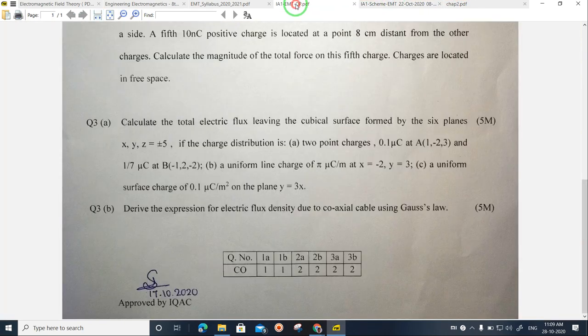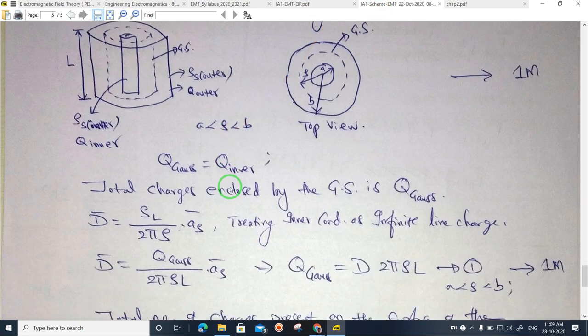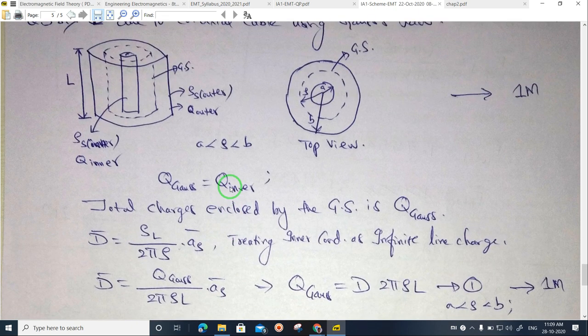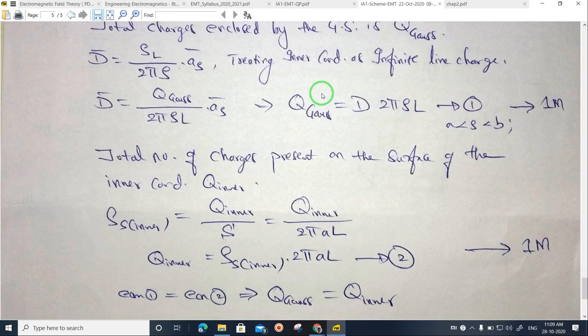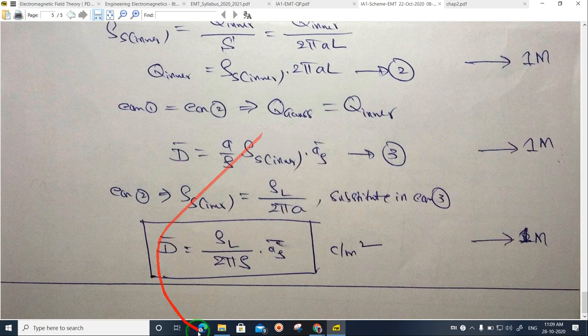Then question number 3B: derive the expression for electric flux density D due to a coaxial cable using Gauss law. Yes, this derivation has also been done. The diagram is 1 mark. You have to show a clear diagram with rho s inner, rho s outer, Q inner, Q outer, radius a, radius b, radius rho, the Gaussian surface, everything. Then do all the steps. So finally you will get this.